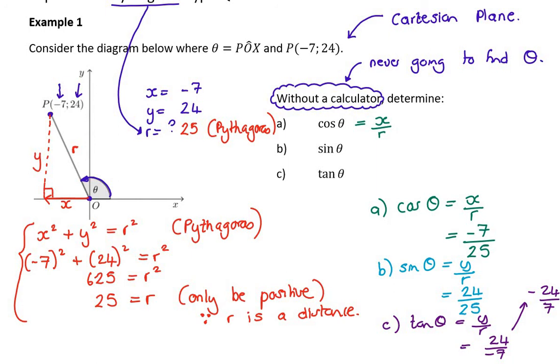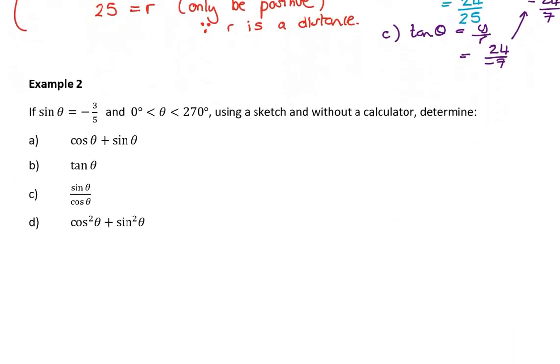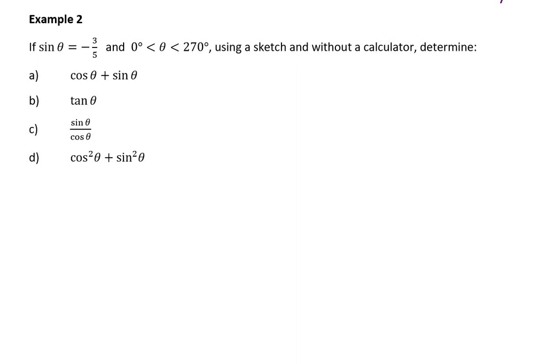And that's a Pythagoras type question. We call them Pythagoras type questions because x, y, and r are connected to Pythagoras' theorem. They generally involve a sketch, and it's always without a calculator, which means you never actually work out theta. All you do is work out x, y, and r, and then you can do any question you like. Okay, so now there are various ways that they can ask these Pythagoras type questions.